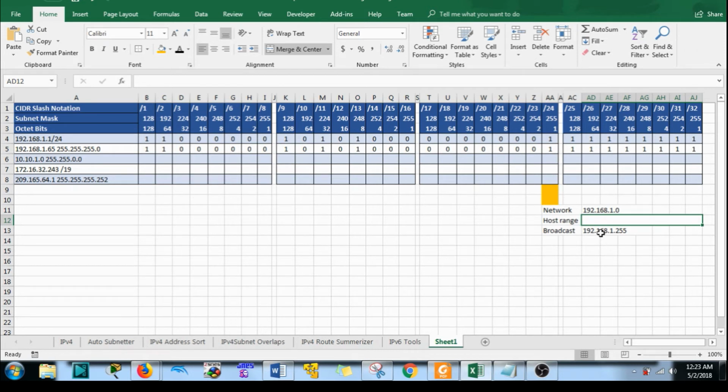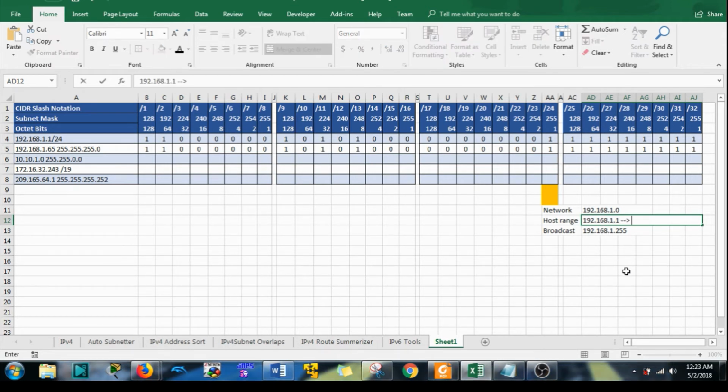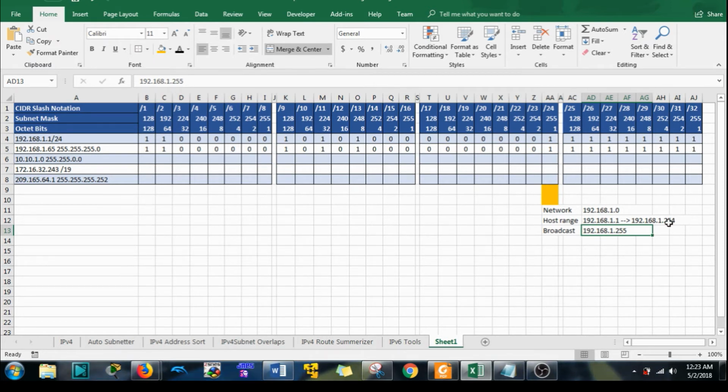So now we can figure out the host range, and it's going to be exactly the same as it was before. .1 all the way up to .1 less than the broadcast. You see how that works? The first address is 1 more than the network. The last address is going to be 1 less than the broadcast. That's why it's easy to find out your first one and then your last one. All right, let's do the next one.